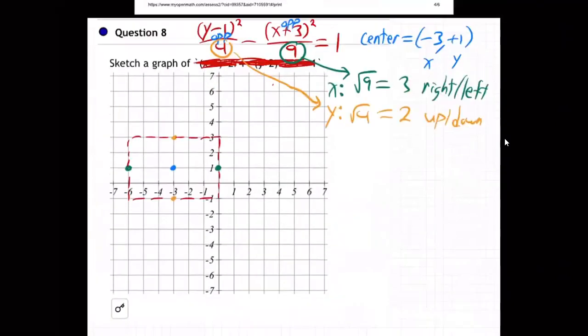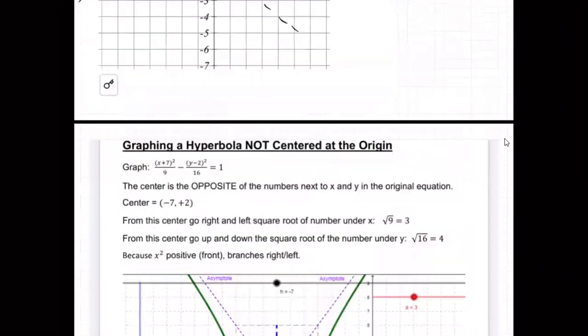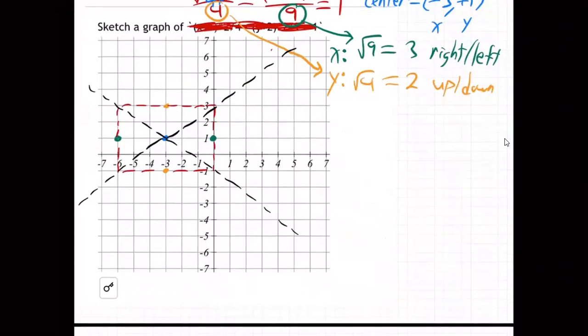So now fill in the diagonals. So I'll do that. So fill in those diagonals, right? They have to go right through the corners. Does that make sense how I went right through the corners? See on the picture? See how they go right? It goes from corner to corner of the box, the asymptote line. So those lines will hold our branches, won't they? There, they'll hold our branches.